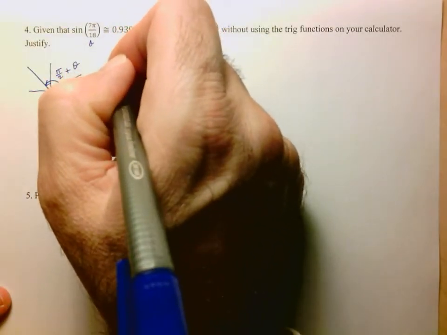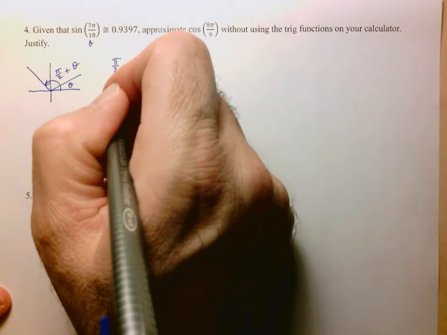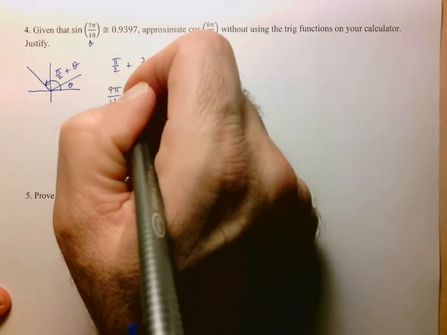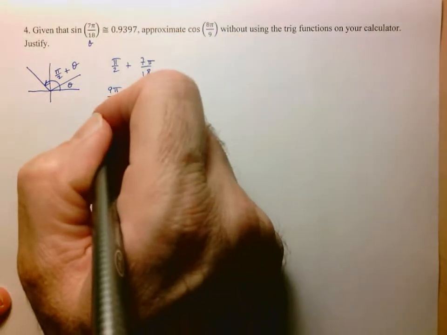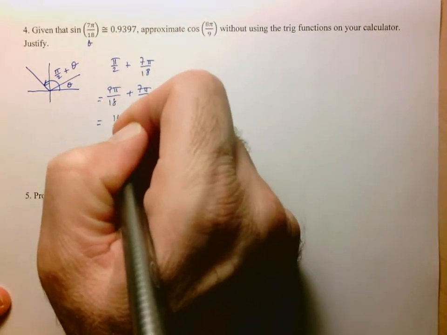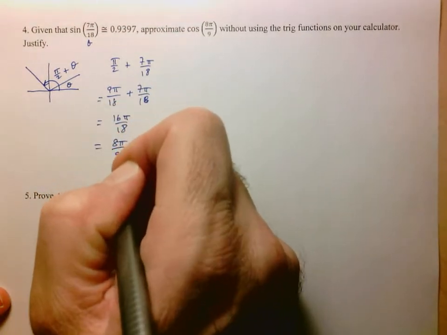So let's just calculate that. Pi over 2 plus 7 pi over 18. So this is 9 pi over 18 plus 7 pi over 18, okay, which is equal to 16 pi over 18, which is indeed 8 pi over 9.